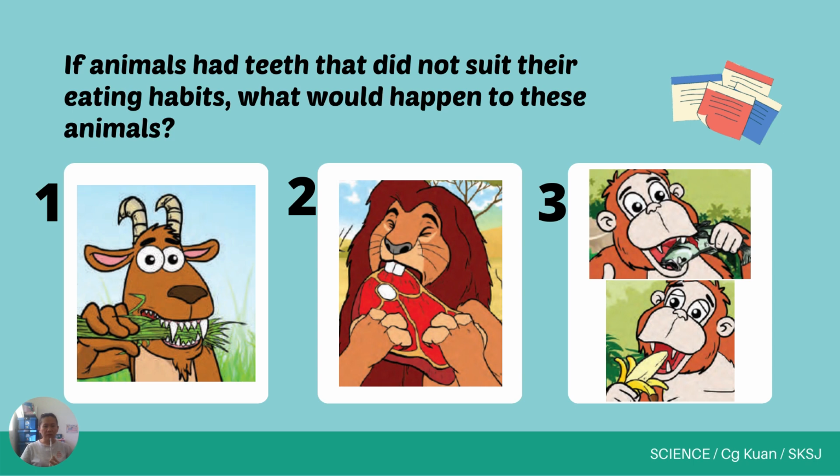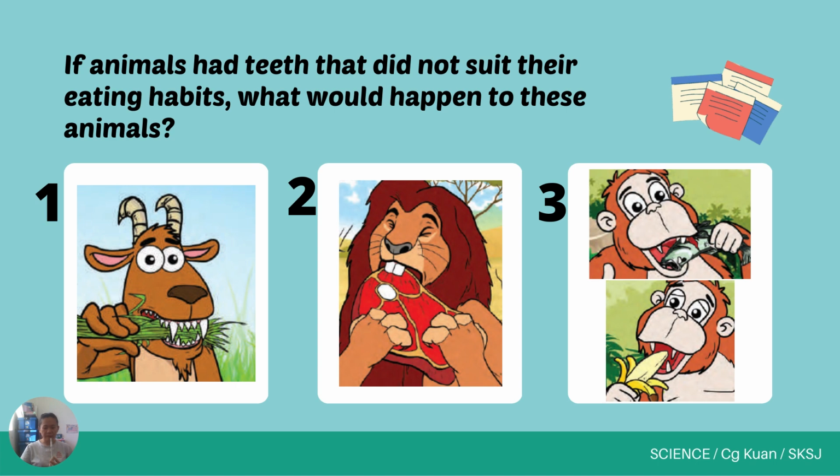If animals had teeth that did not suit their eating habits, what would happen to these animals? There are 3 animals here. Number 1, the goat cannot cut the grass easily. The goat doesn't have strong incisors to cut its food.